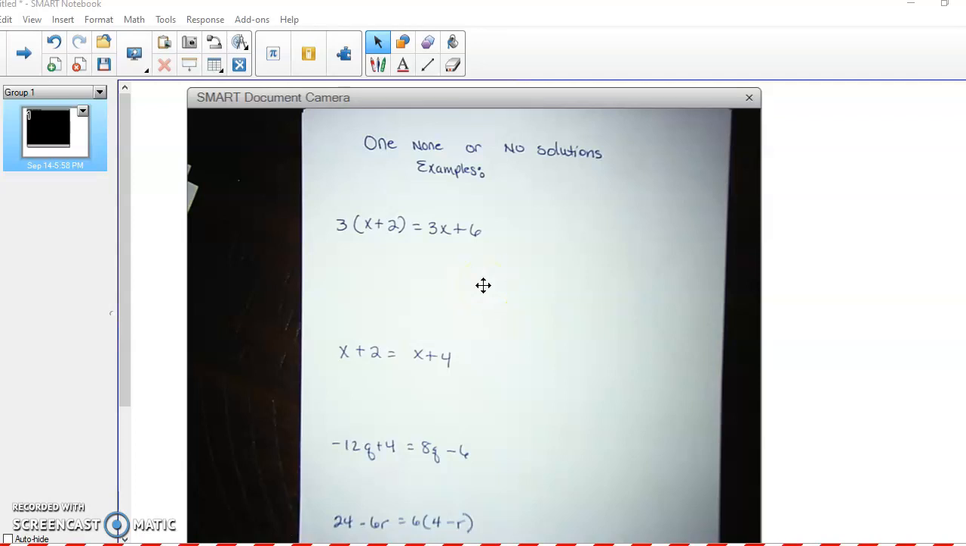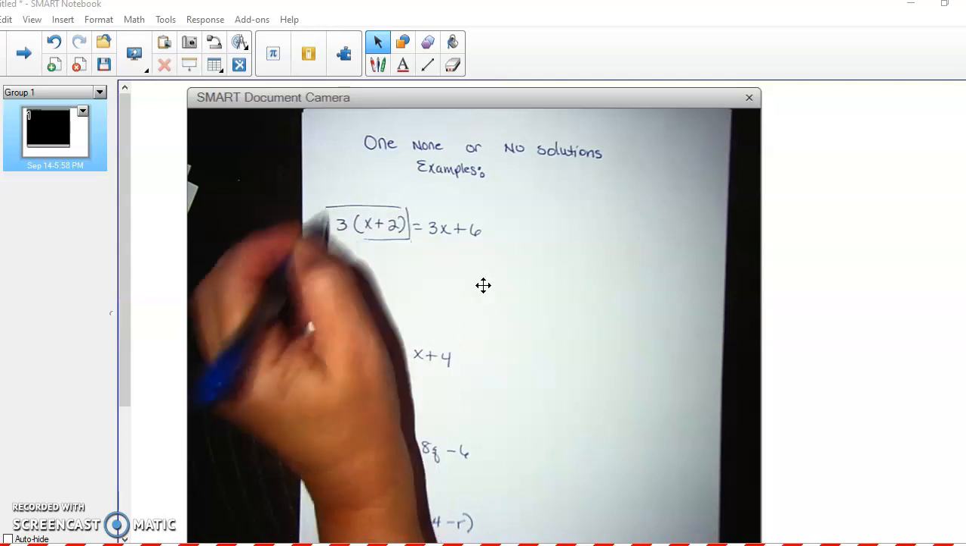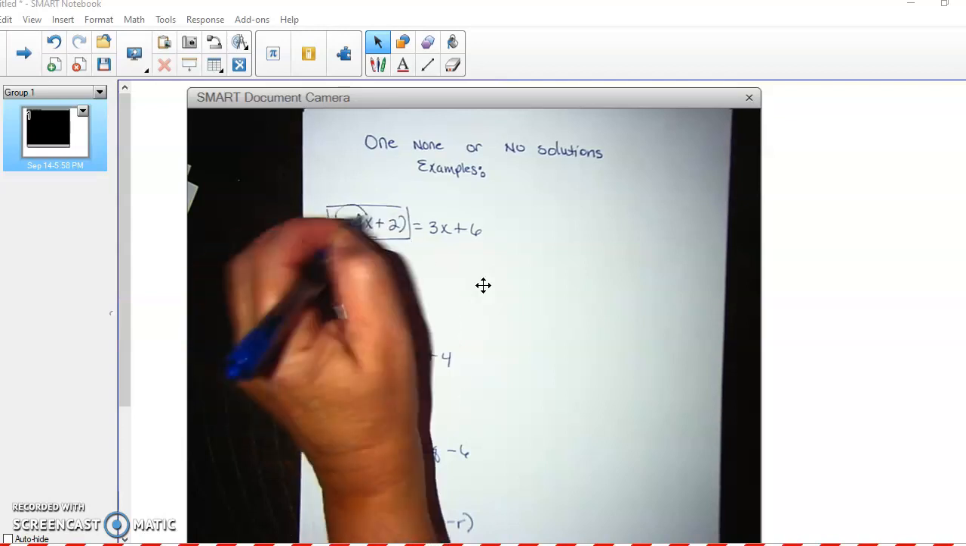Okay, now we're going to look at some situations where we've been looking at one solution, but there's also a possibility where you have no solution or many solutions. So let's try the problems and I'll show you the difference. So of course we're going to put a box around this. We're going to do our distributive property.